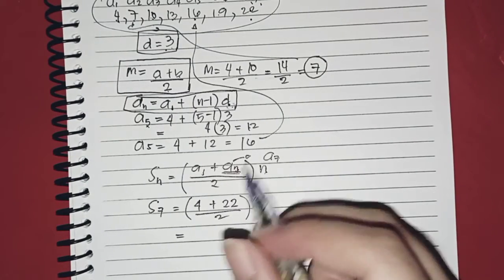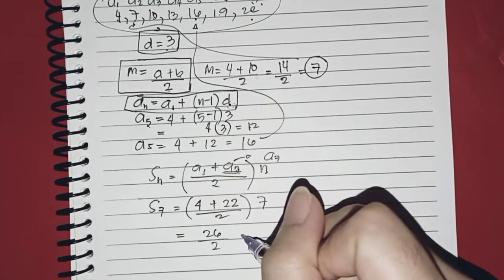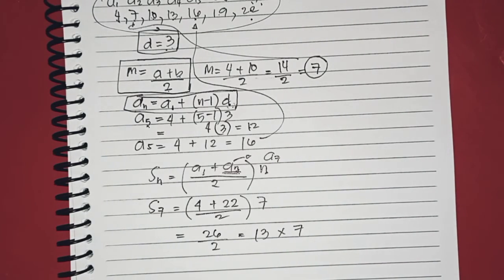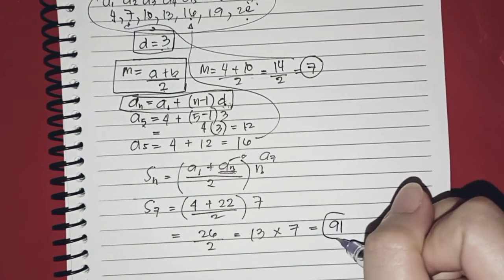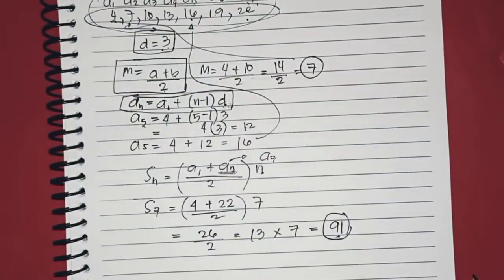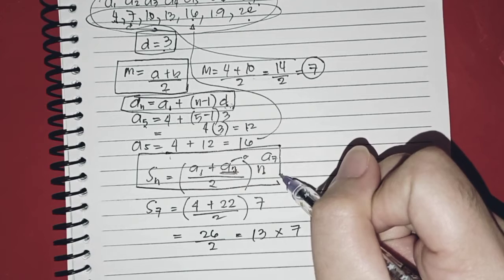So 4 plus 22, that is 26. Divided by 2, that is 13. And then times 7. 13 times 7, so 10 times 7, that is 70. And then 3 times 7, that is 21. So 70 plus 21, that is 91. And this is our answer. This is the sum of this sequence. Again, this is our formula for finding the sum of our sequence.